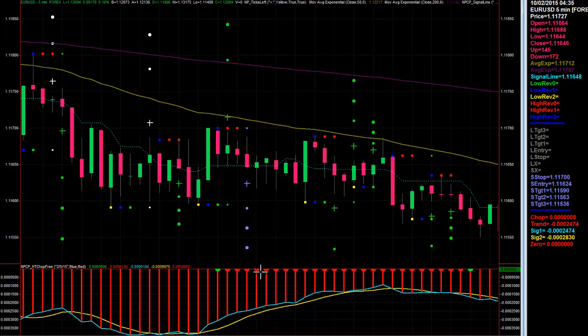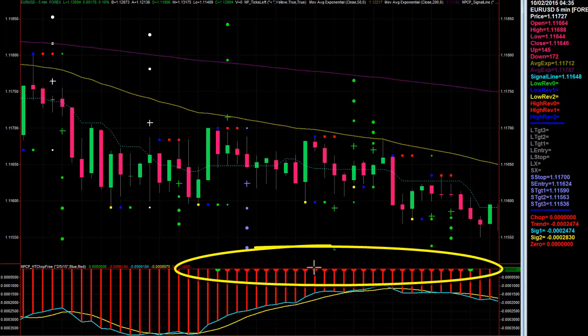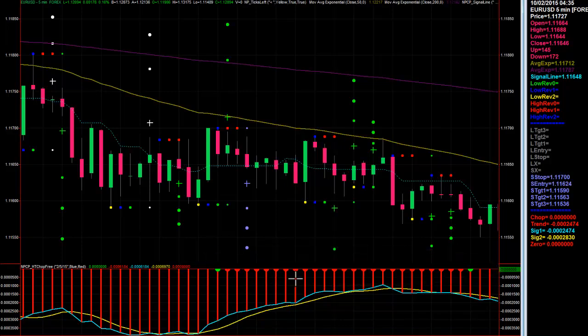Okay, there's a rule that we use. First of all, this is called the chop zone. And it doesn't mean that we don't take trades, but there are some trades we just want to avoid and other trades are okay to take.